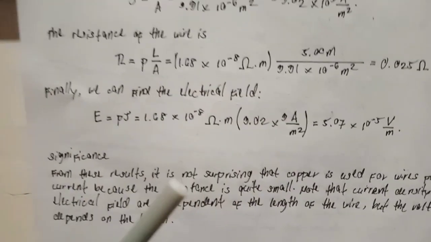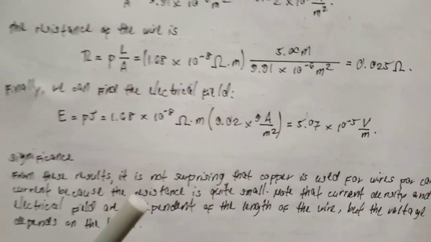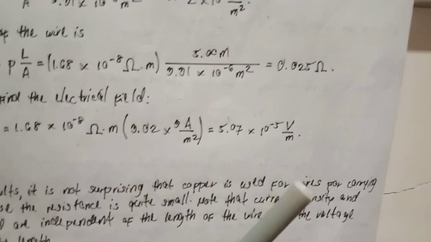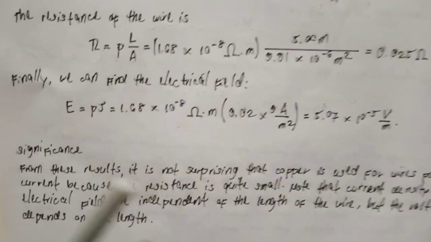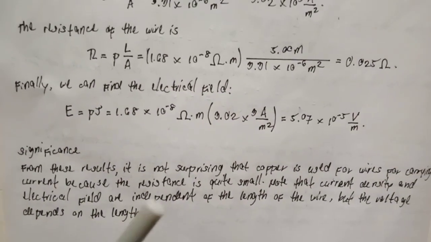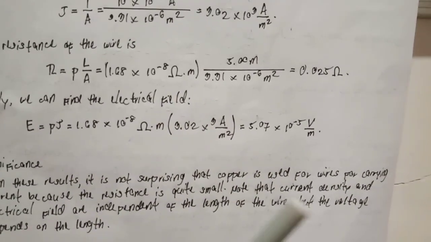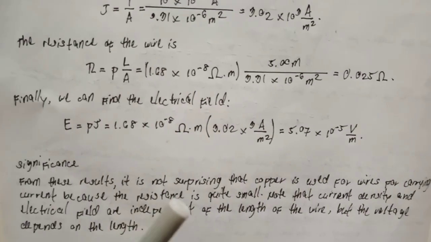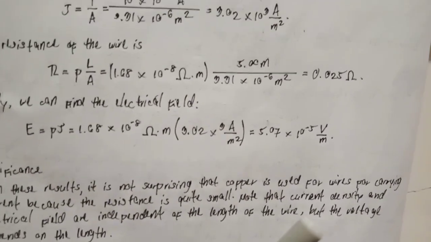Significance from the results: it is not surprising that copper is used for wires for carrying current because the resistance is quite small. Note that the current density and electrical field are independent of the length of the wire, but the voltage depends on the length.